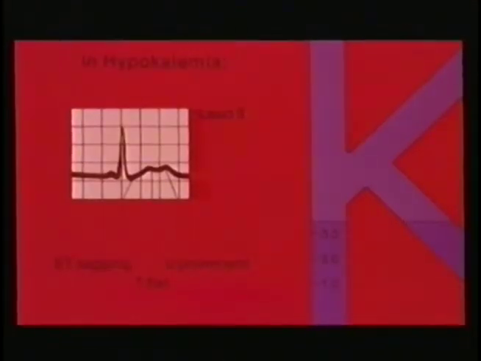In hypokalemia, the electrocardiogram characteristically shows sagging of the ST segment, flattening of the T wave, and more prominent U waves.